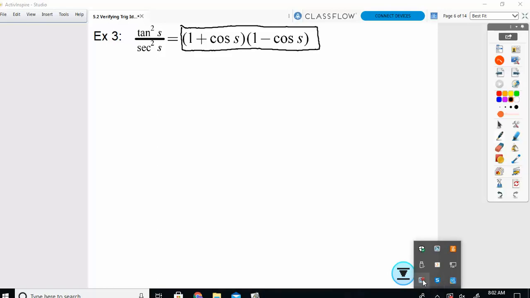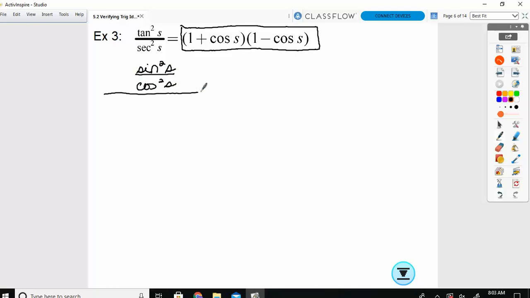All right, so what would we do here? Change tangent to sine and cosine. All right, so that would be sine squared s over cosine squared s. And secant we could change to 1 over cosine.